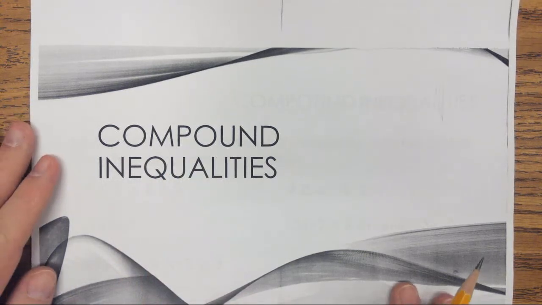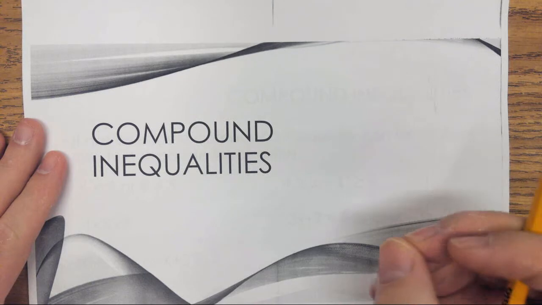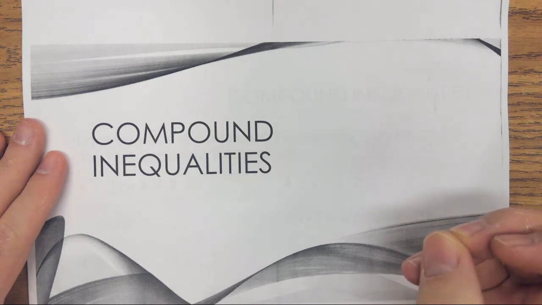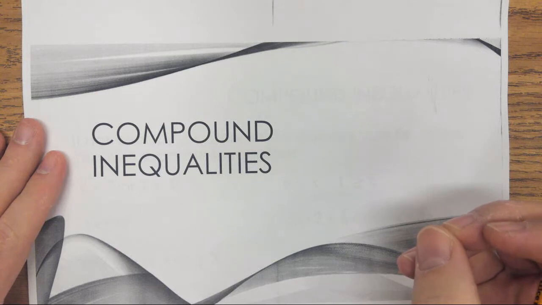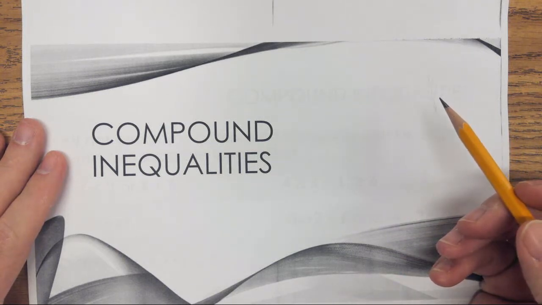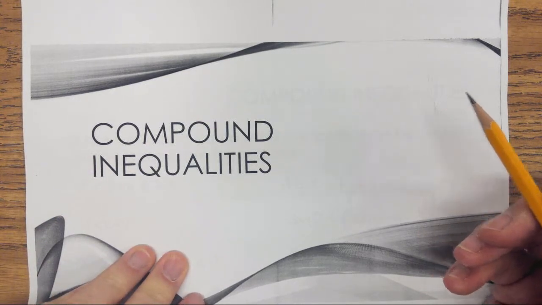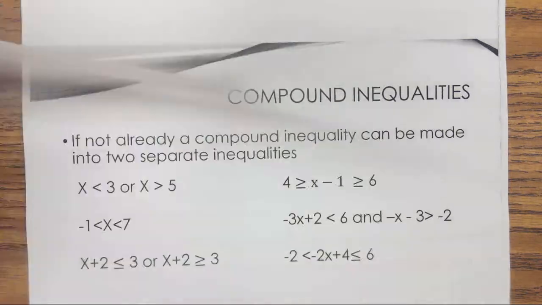All a compound inequality is two inequalities mashed together, typically separated by the word or the word and. Okay? So, let's take a look.